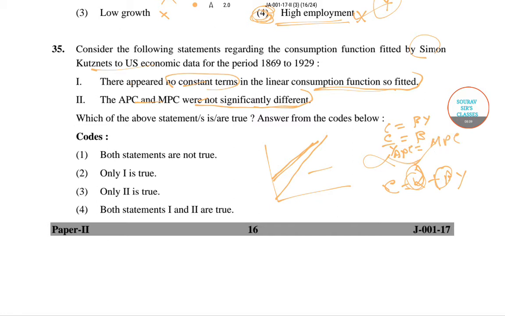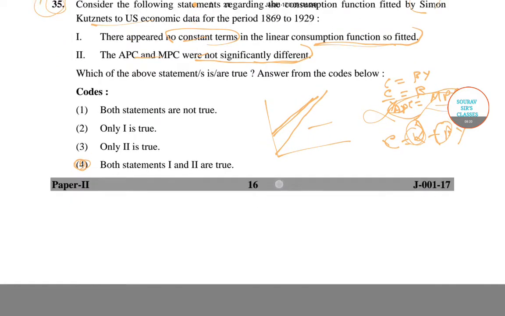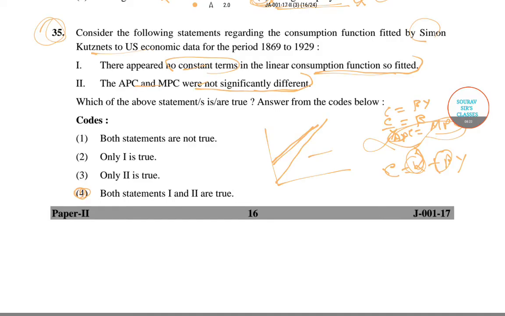So we can conclude from this that APC and MPC are not that different. So you would conclude for question number 35, the right answer is option 4.